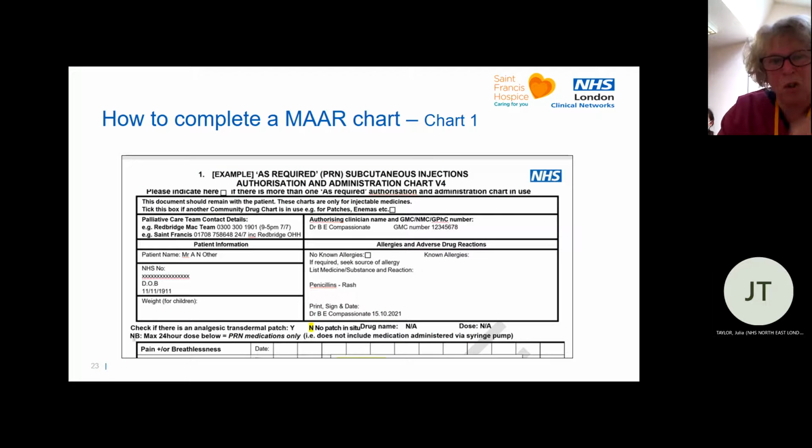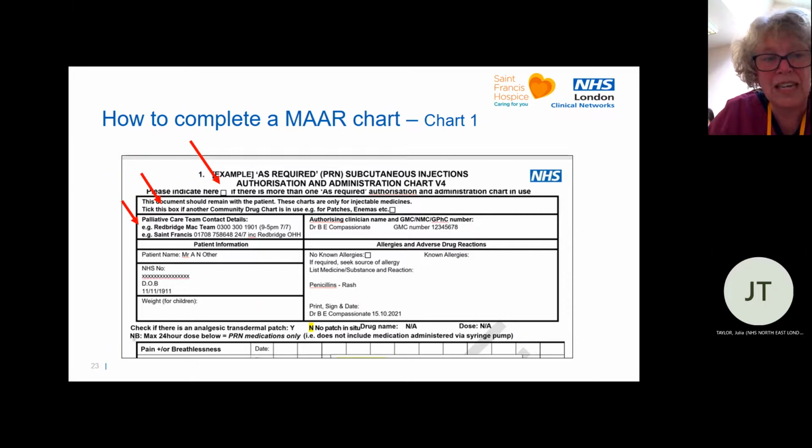So the top of the chart is fairly straightforward, it's self-explanatory. I'll just take you through. You now can mark if there's more than one as required chart in progress. You can also mark, and you must also mark, if another community chart is in use, for example, for patches or for a syringe pump.